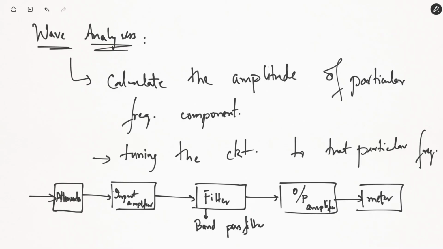Fine. So where the filter is, this will be a simple RC filter, let's say, a simple RC filter with a high quality, high Q factor. So it will be dependent upon the time constant RC. So these are the stages: attenuation, amplification, filter, then again amplification, and then send it to a meter. So this is the structure of any basic wave analyzer.